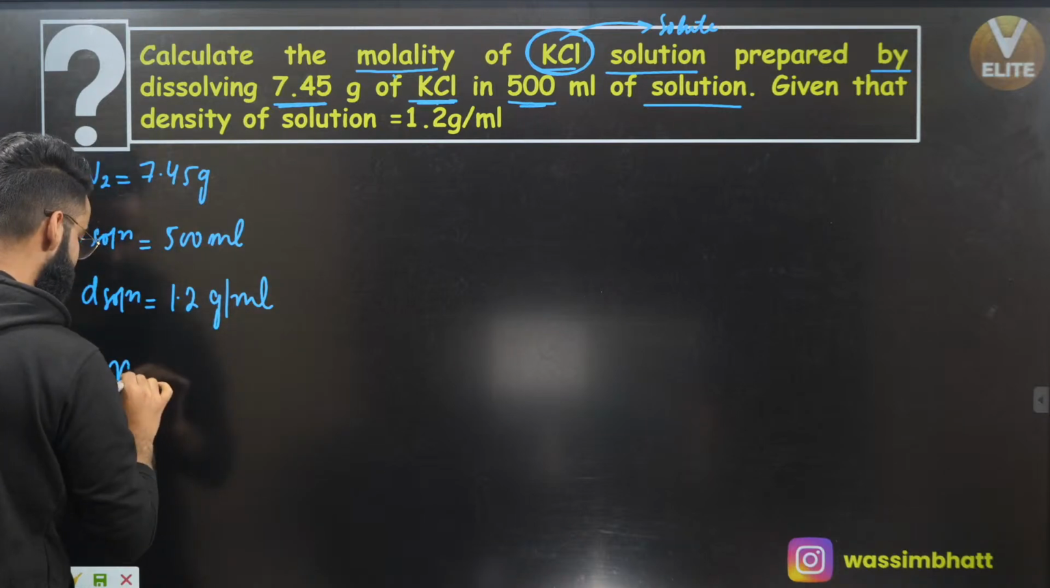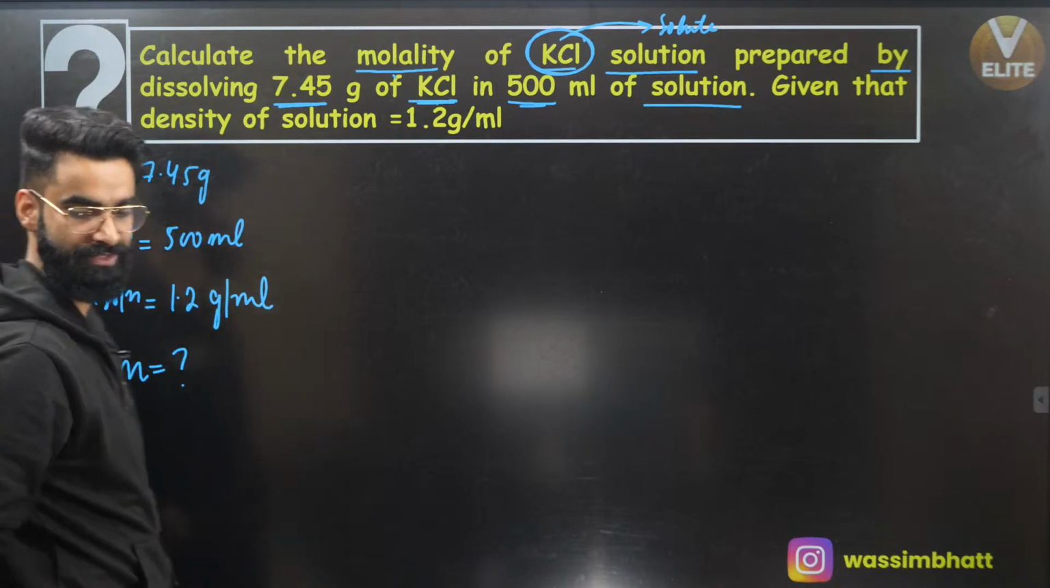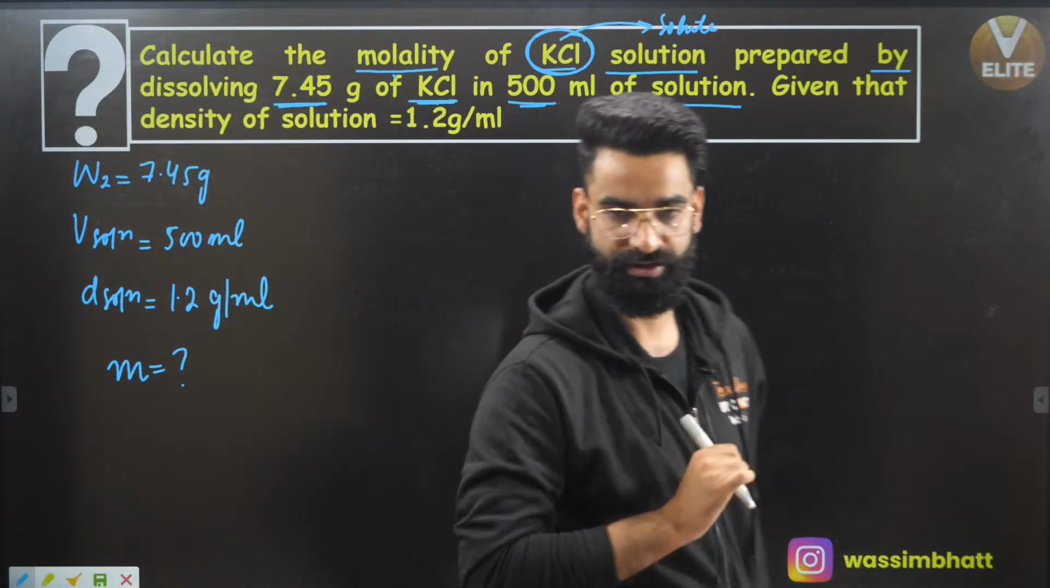What am I supposed to calculate? I'm supposed to calculate molality of the solution. Understand the equation, then try to approach it.